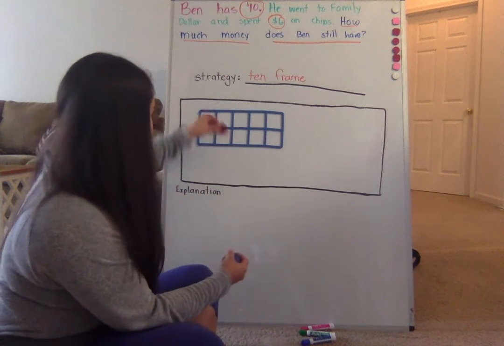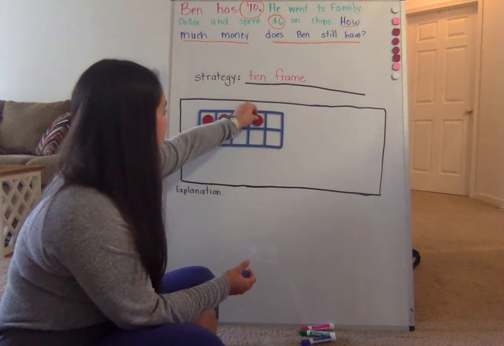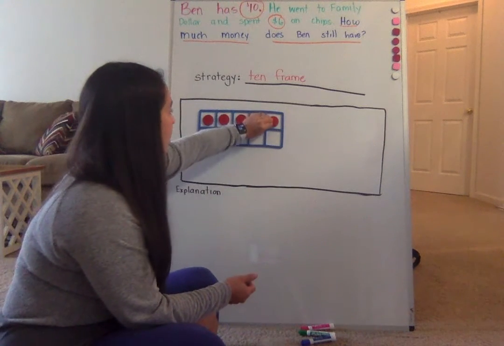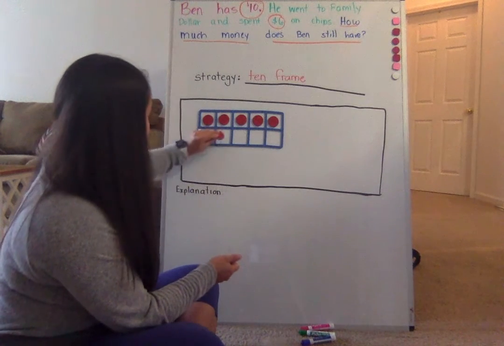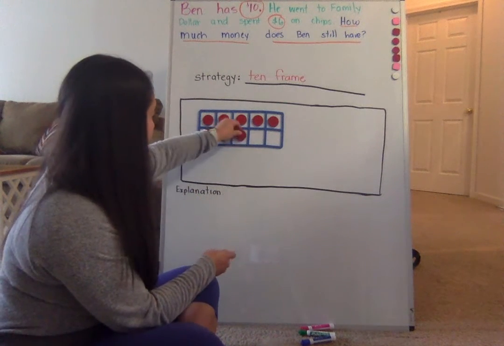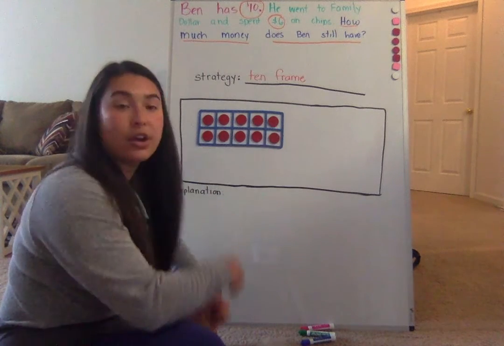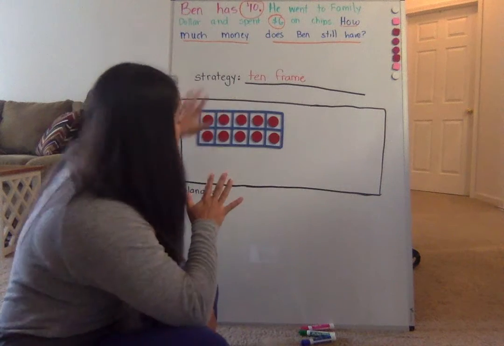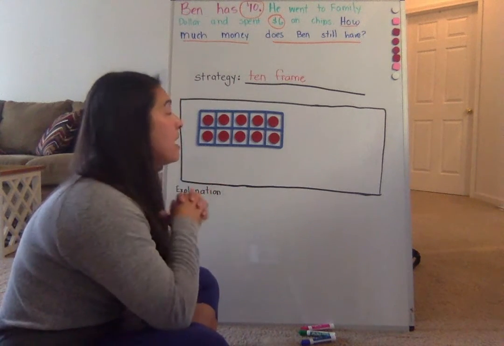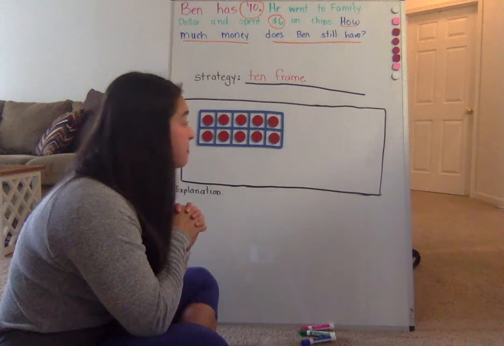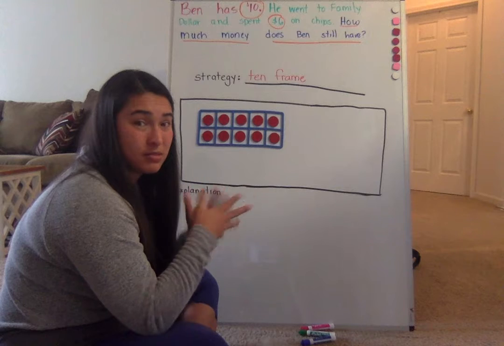1, 2, 3, 4, 5, 6, 7, 8, 9, 10. Great job. So we've got our 10 dots, right? Our 10 dots represent the $10 that Ben has. And we've got to figure out, how much money did Ben spend on chips?